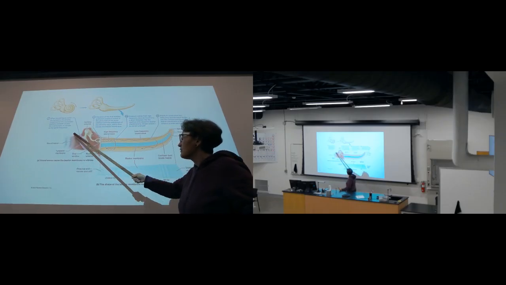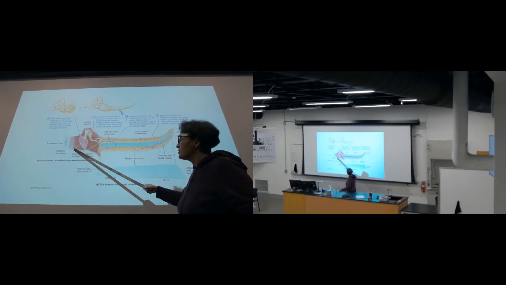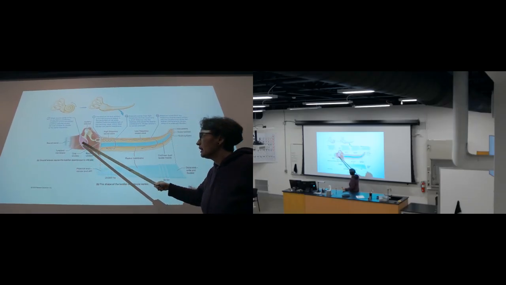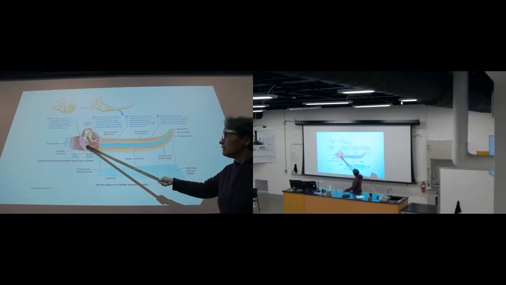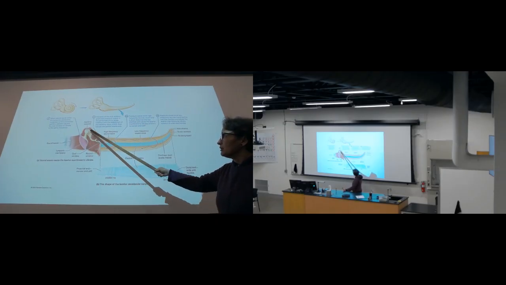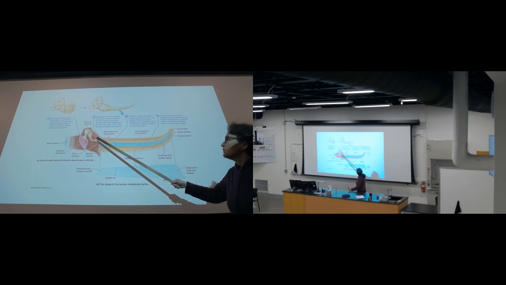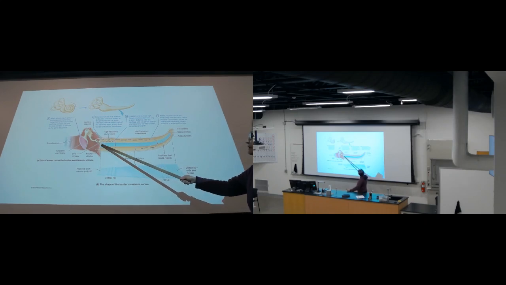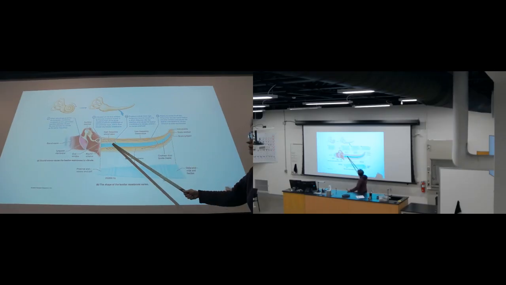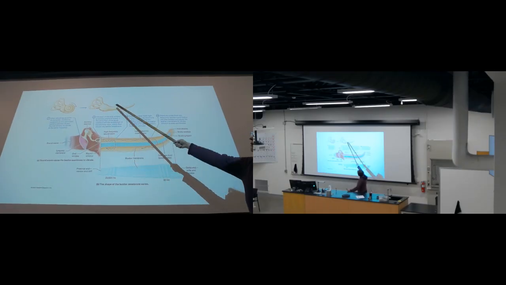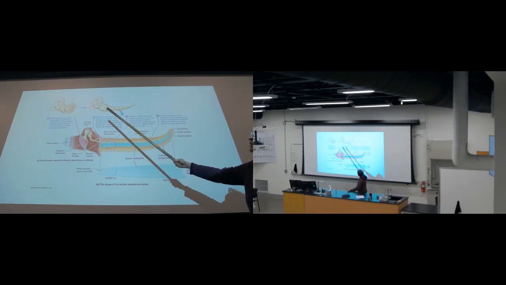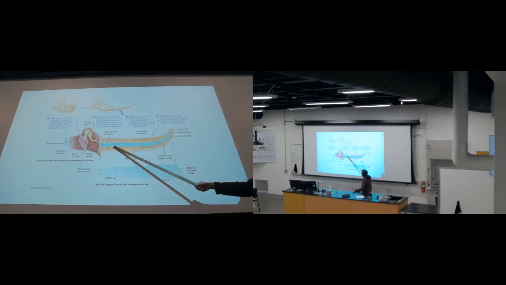So we have sound waves that are represented by these lines. This will be the external acoustic meatus, or auditory canal, that hits the tympanic membrane. The auditory ossicles vibrate. That creates pressure waves that go here into this membranous portion of this vestibulocochlear apparatus. So this is looking internally to here.